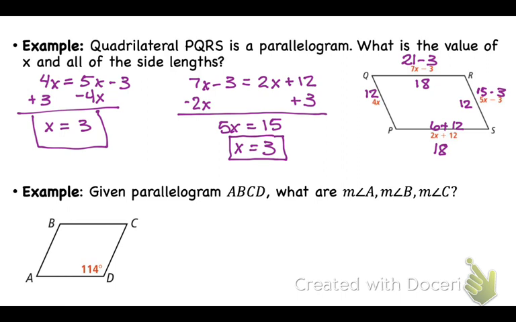Okay, again, I want people to develop plans on their own, so no blurting. Given the parallelogram ABCD, what are angles A, B, and C? Because we know angle D is what? 114. So take a minute and see what you can do. I got it. You got it? It's pretty quick. Pretty easy. No, I don't actually have it. You have a plan? Okay, that's what I want.